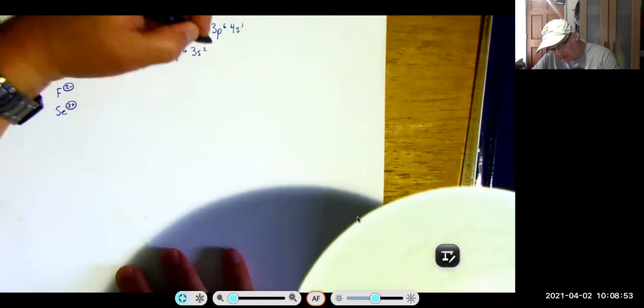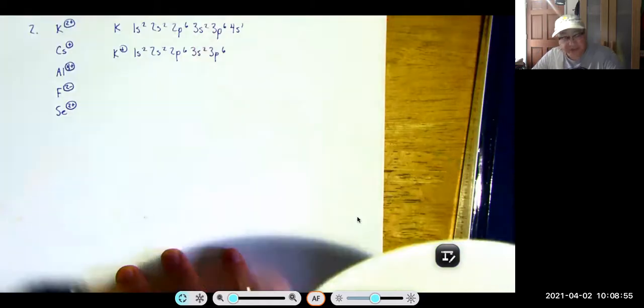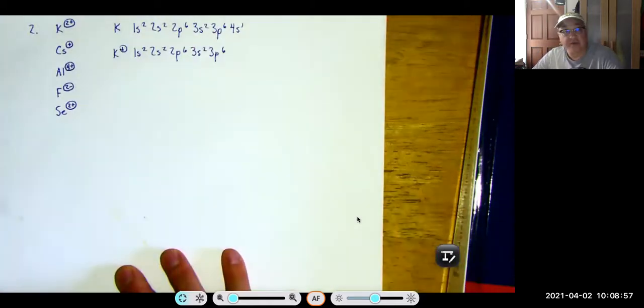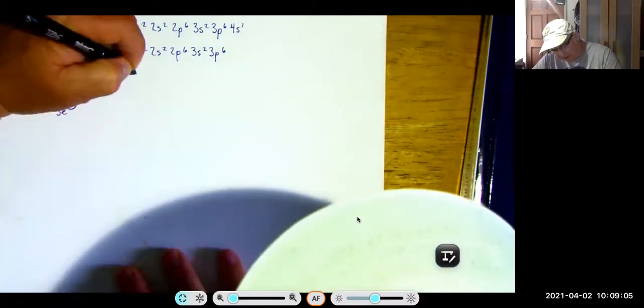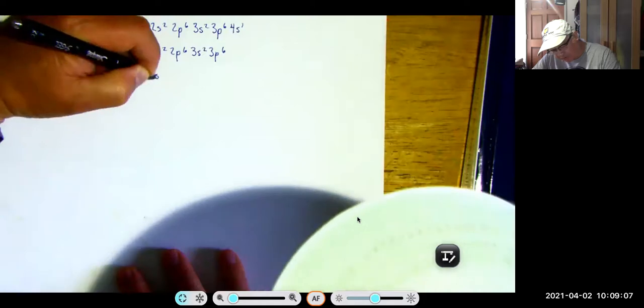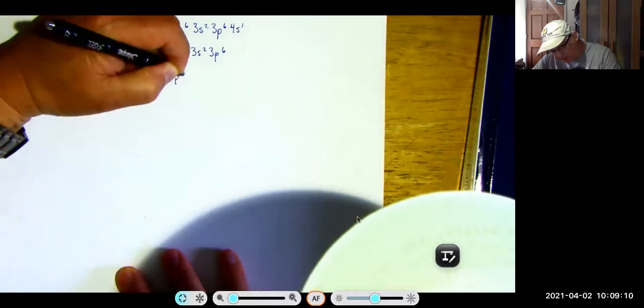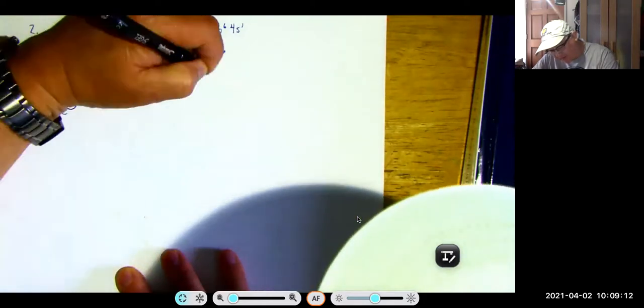3s2, 3p6, and the 4s1 electron would be taken away because we take away the least stable electron to make the ion. Right. To make a potassium 2 plus, you'd be taking a 1s2, a 2s2, a 2p6, 3s2, and then this would be a 3p5.